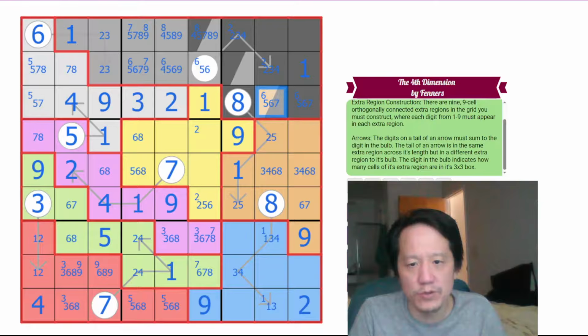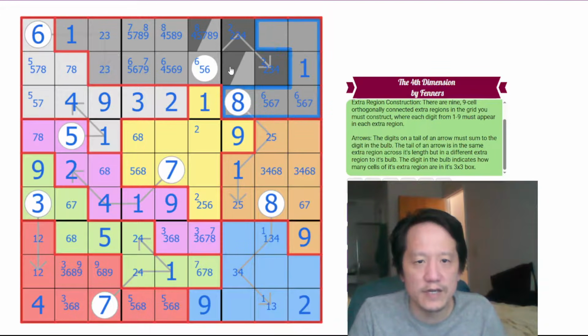This can't be orange then. This is dark. This 8 means that this cannot be dark. This has to be medium, which forces this to be 5, which means this is not medium. This is dark. And we have the regions now.